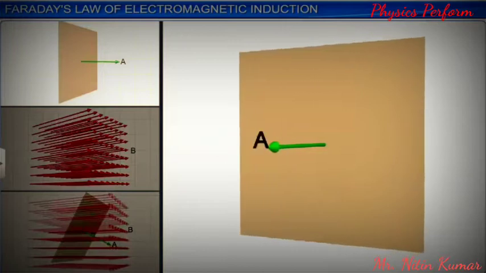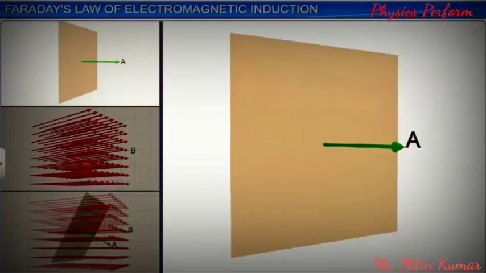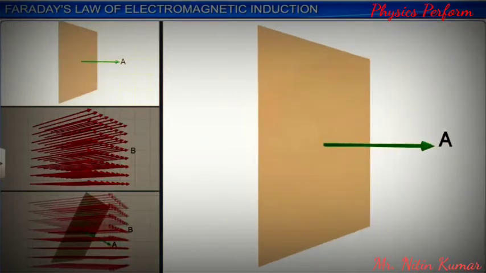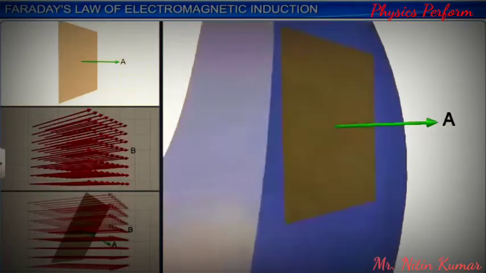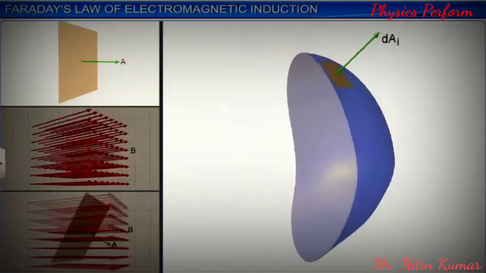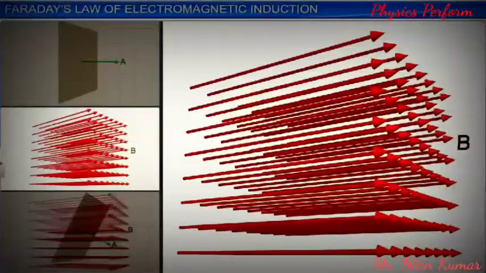The area of a plane surface is represented by a vector A drawn along the outward normal to the plane surface. In the case of a curved surface, the surface area is split into very small areas, and each is approximated to a planar area. In a uniform magnetic field B, the number of magnetic field lines cutting across an area placed perpendicular to the field lines is same for each unit area of the surface.